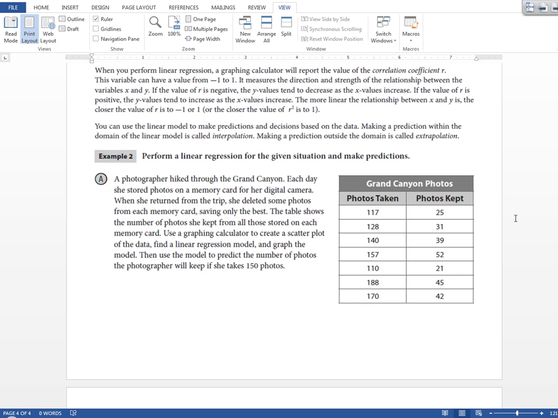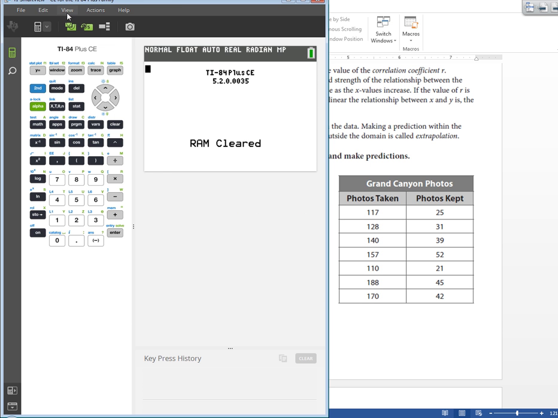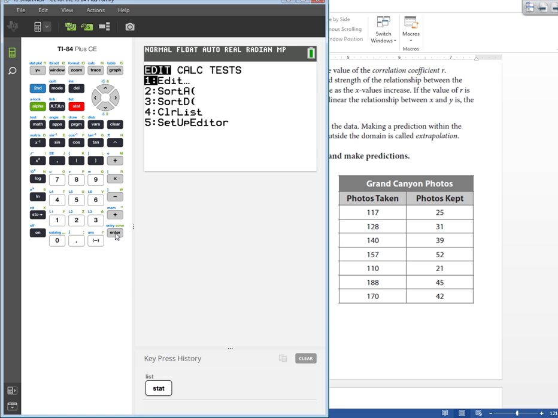Okay, so we want to try to make a prediction about the number of photos kept based on the number of photos taken, right? For example, on one day she took 117 photos but only kept 25. We want a linear model that's going to make a prediction based on the number of photos taken. What would you predict the number of photos she will keep to be? That's our model. So to get that, we're going to go to Stat, then Stat Edit. When you go to Stat, you're going to see this menu on your calculator.